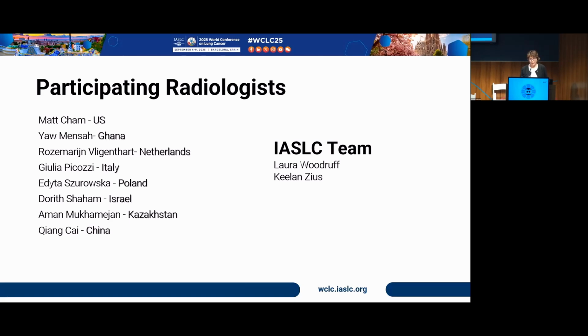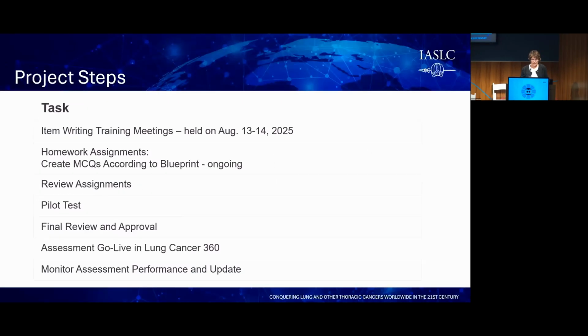So I'm very proud of the group of radiologists that we were able to assemble. And you can see that we have radiologists from 4 continents. We are only missing Australia at this point. Rosemary, you already met, and Matt, who also presented here today. They are also part of this panel. And we are assisted by Laura Woodruff from the IASLC, who is the head of the educational department of IASLC, and Kilan Zeus is the coordinator of the early detection and screening committee of the IASLC.